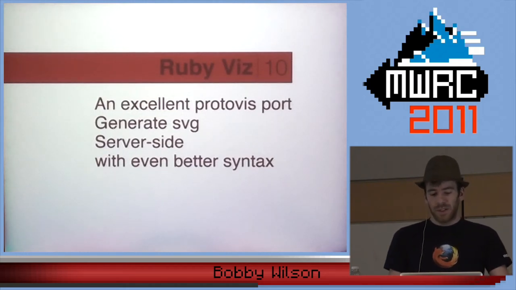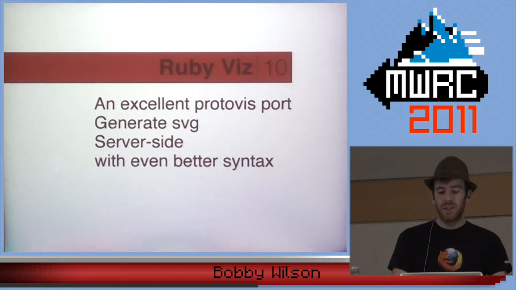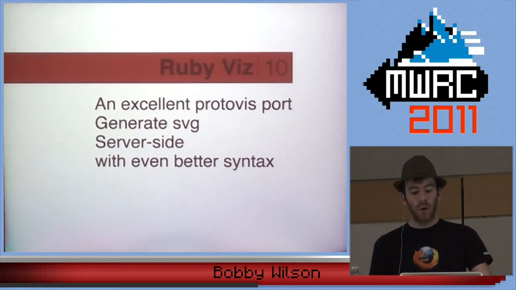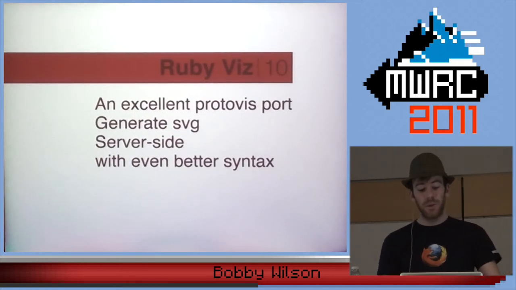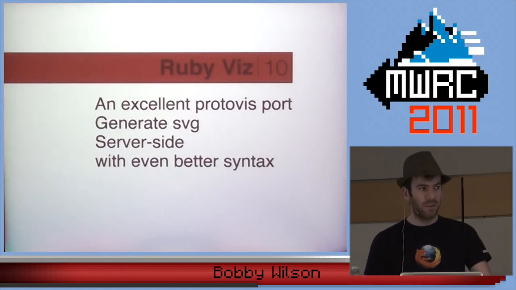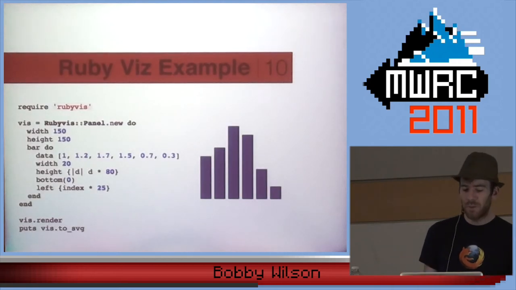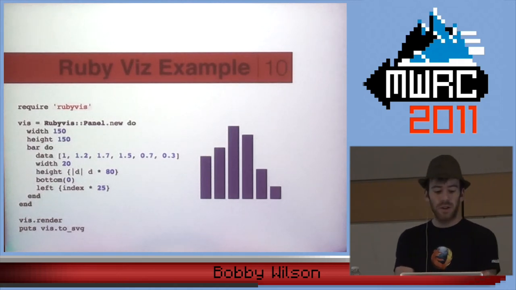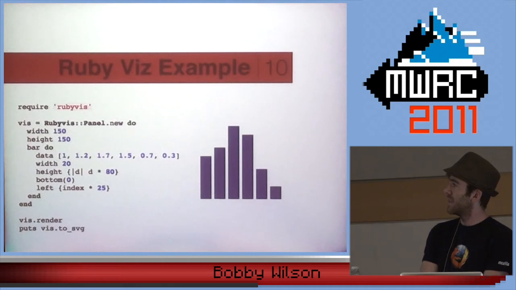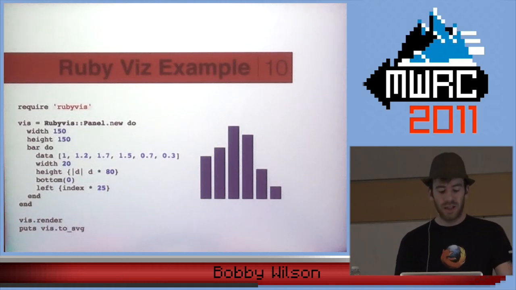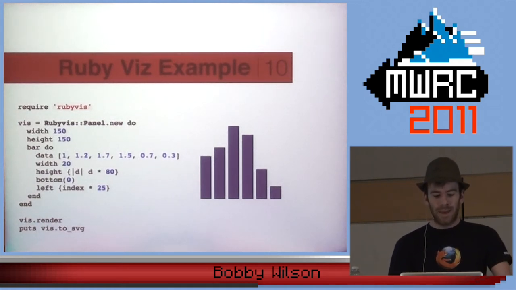And I thought that was getting a little bit arduous, so I was searching around, and there's actually a library called RubyViz, which someone ported ProtoViz into Ruby, and it allows us to generate SVG server side with, in my opinion, even better syntax. So you remember the first ProtoViz example code I showed. It was very similar to this, but you can see in a Ruby style, it's very clean and very concise, and it leverages some of the block syntax we have available in Ruby and produces the same result.